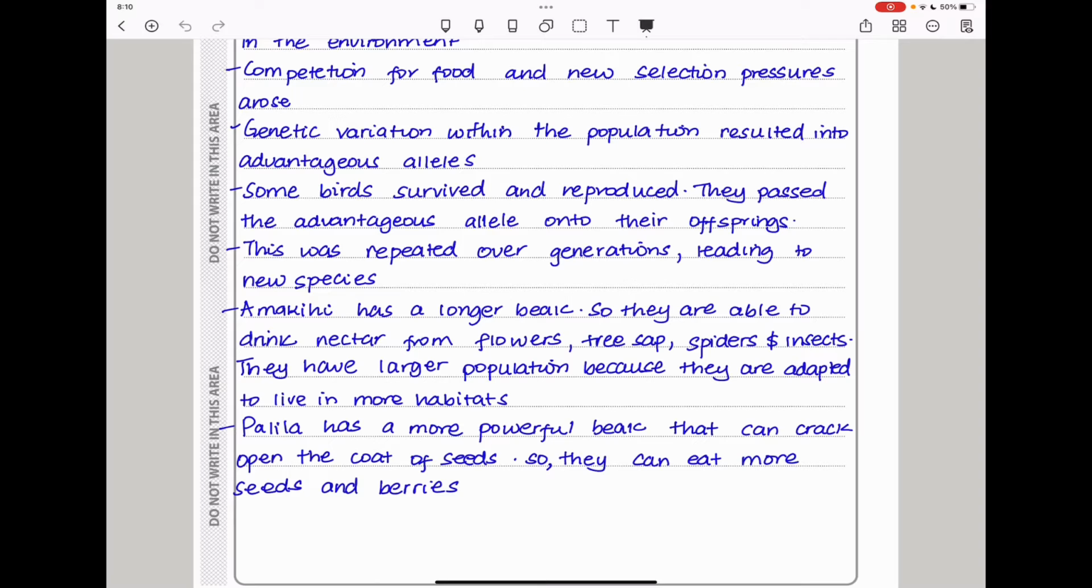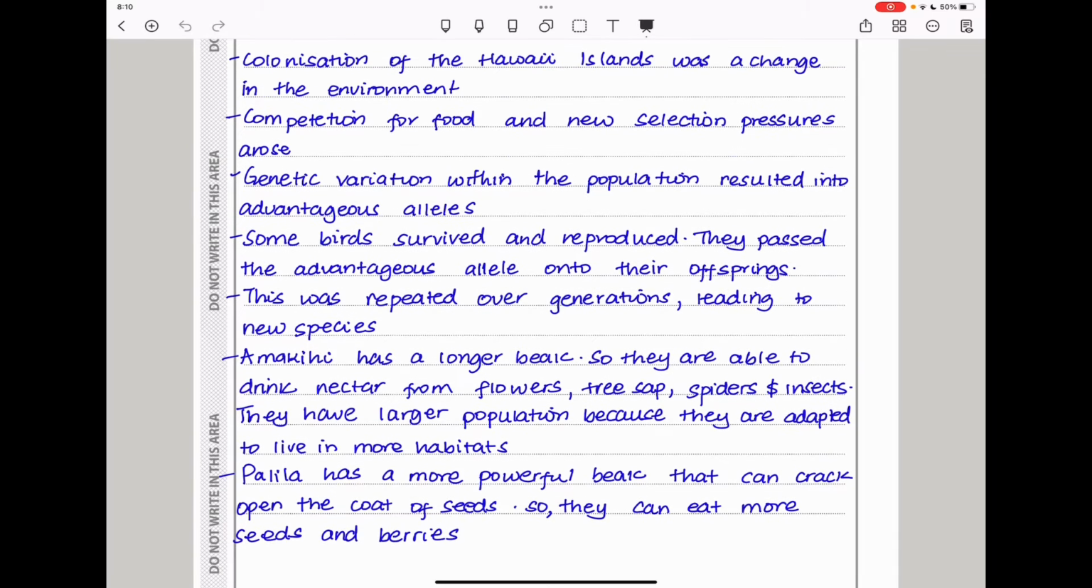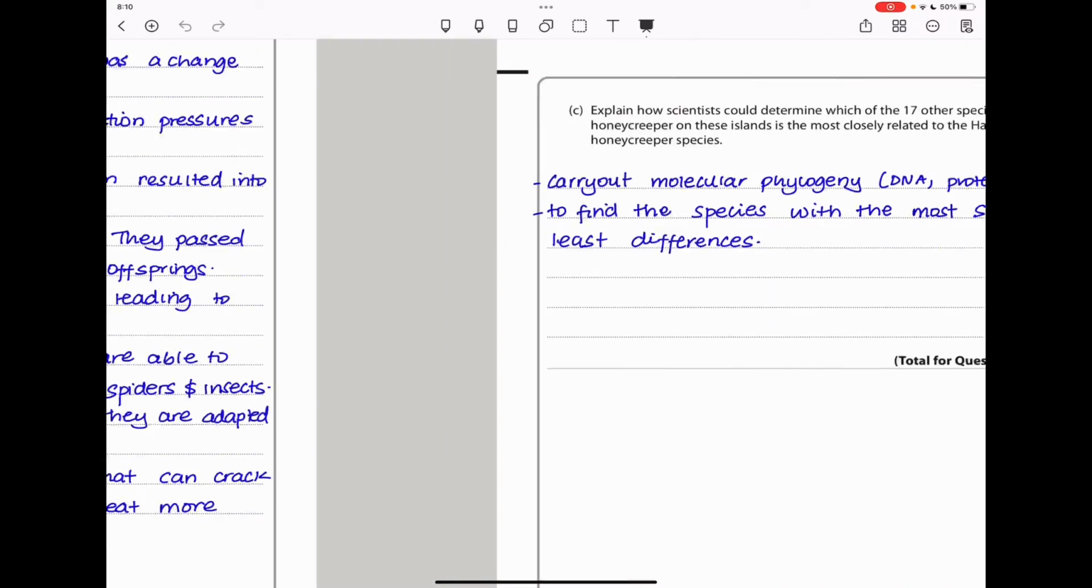That can crack open the coats of seeds. That is why they are able to feed on seeds as well as berries. So if you had written this a little bit less, you would be able to get the marks we're looking for. So I'll just move on to the next part.